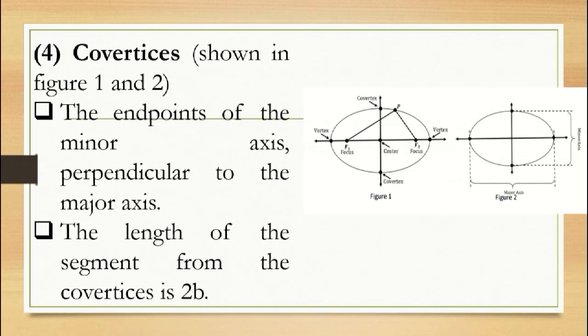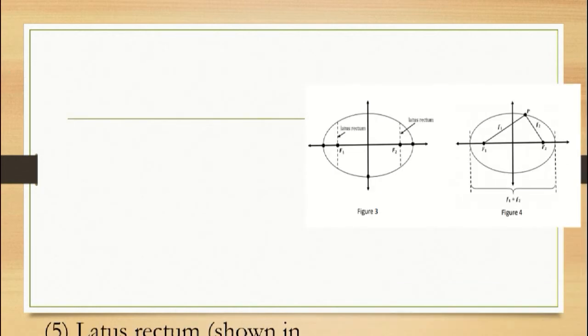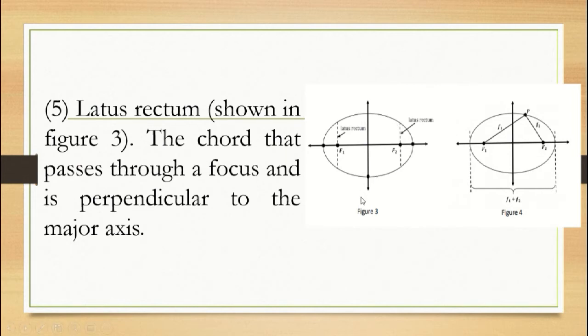Number 4, we have the co-vertices shown in figure 1 and number 2. The co-vertices are the endpoints of the minor axis and perpendicular to the major axis. As what you can see in figure 1, we have their co-vertices which are located on the minor axis. So the length of the segment between the co-vertices is 2b, meaning from this co-vertex going to another co-vertex is 2b. Number 5, last number, we have latus rectum, which is shown in figure number 3. The latus rectum is the chord that passes through the focus and is perpendicular to the major axis.